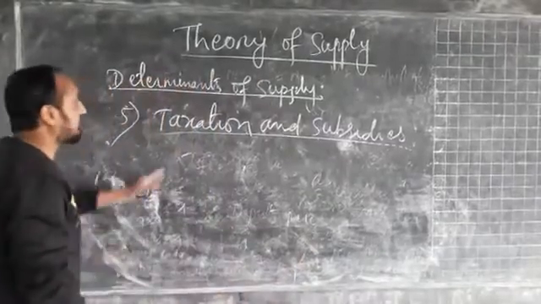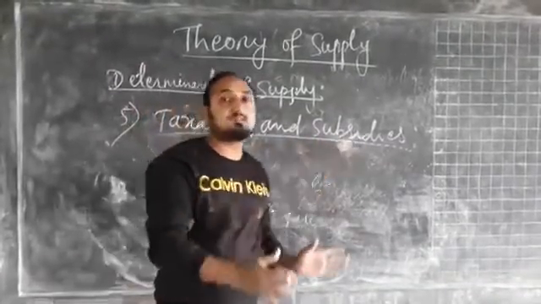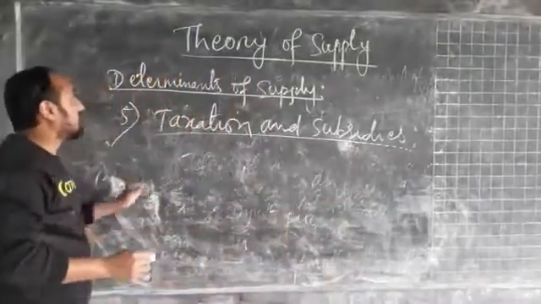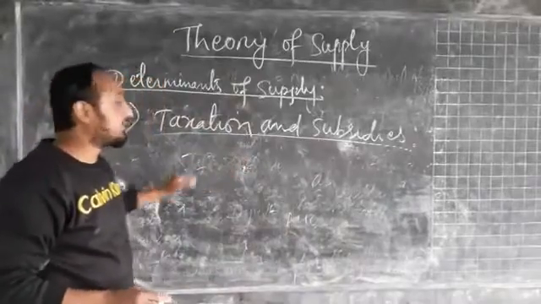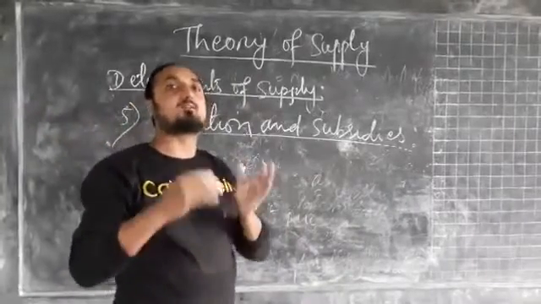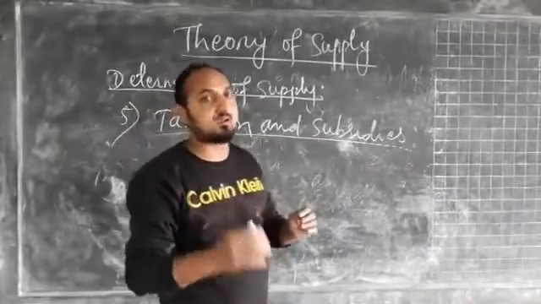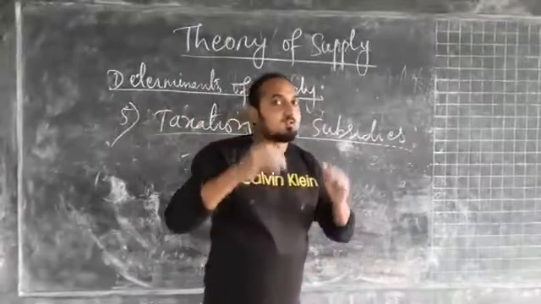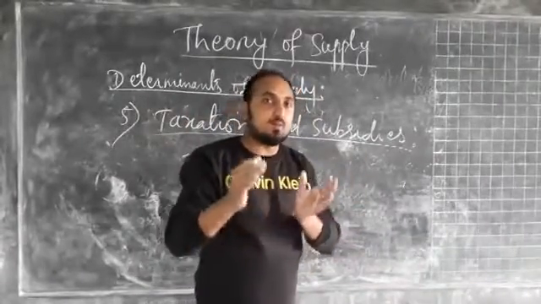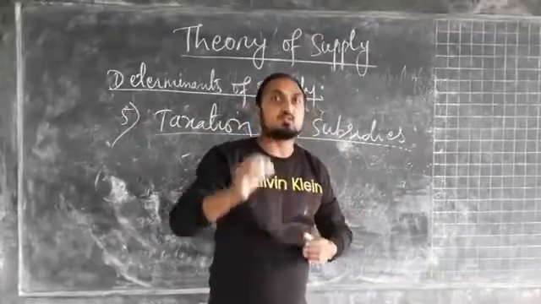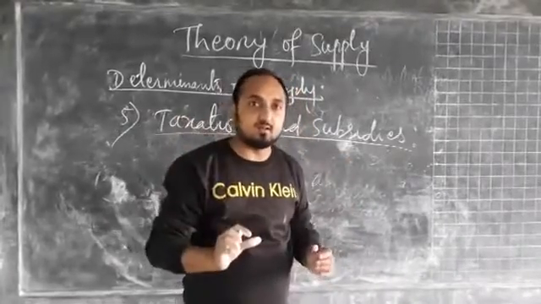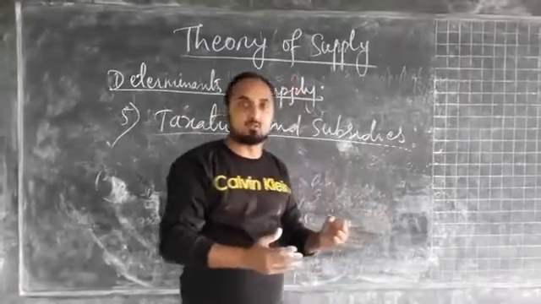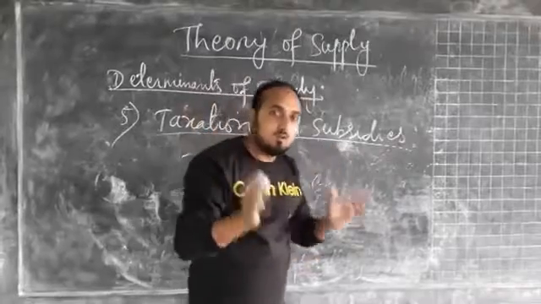The next factors we have are taxation and subsidies. Taxation and subsidies also play a vital role in supplying the different units of a commodity. So if the government imposes a very high rate of taxation, such as a high rate of GST, sales tax or excise duties, in that case the cost of production will increase, and when cost of production increases, the profit margin of the producer will degrade. So that increase in cost of production will discourage the producers. So in that case supply will be less.